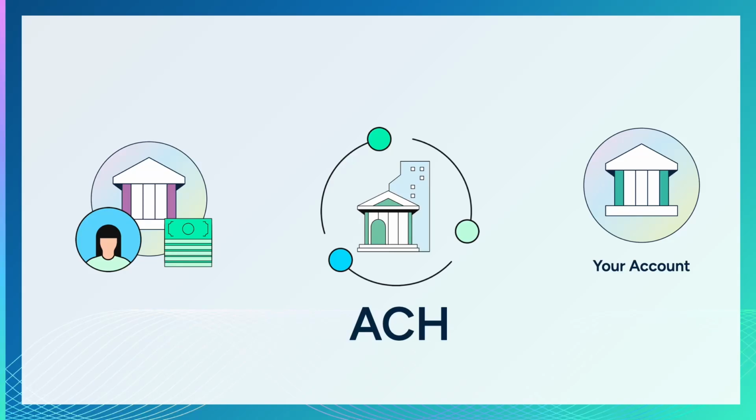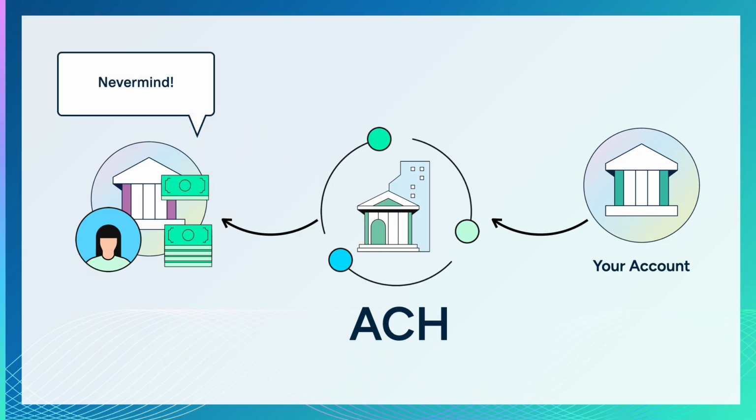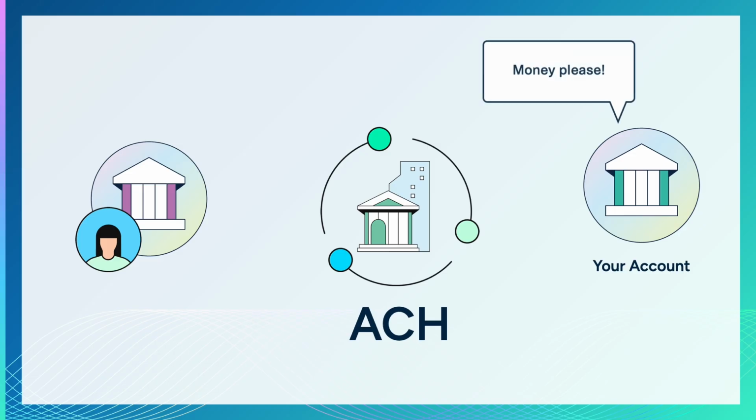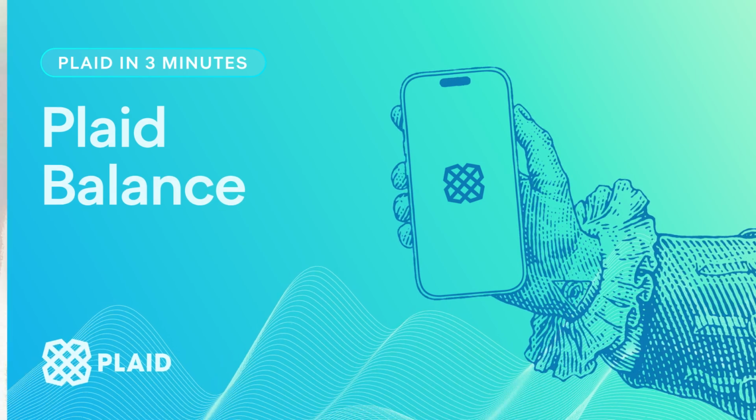ACH debits are a convenient and inexpensive way to pull money directly from a user's bank account, but they come with the risk of ACH returns. While most ACH transfers are successful, they can be returned, and those that are typically returned due to insufficient funds. Wouldn't it be great if you could find out if an account had enough funds to cover an ACH transfer before you processed it? Well, now you can with Balance, part of the Plaid Signal Payment Risk Platform.